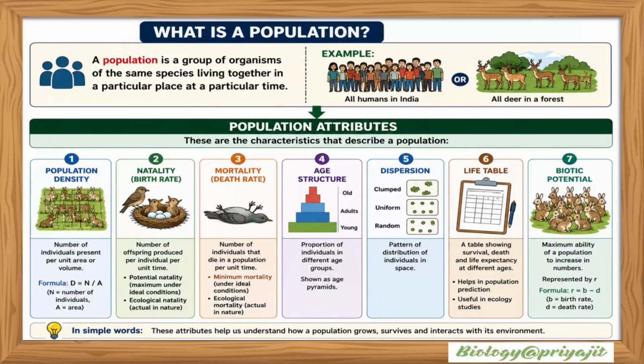Useful in ecological studies. Biotic potential, the maximum ability of a population to increase in numbers, represented by small r. Small r is equal to small b minus small d, that is birth rate minus death rate. So in simple words, these population attributes help us understand how a population grows, survives and interacts with its environment.